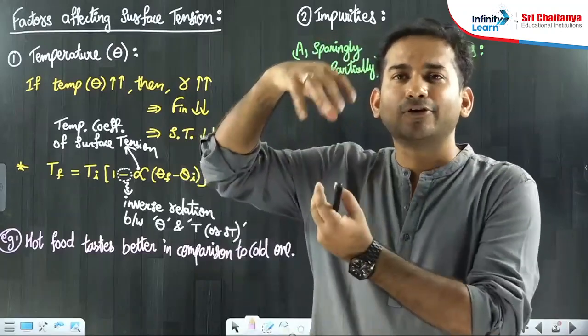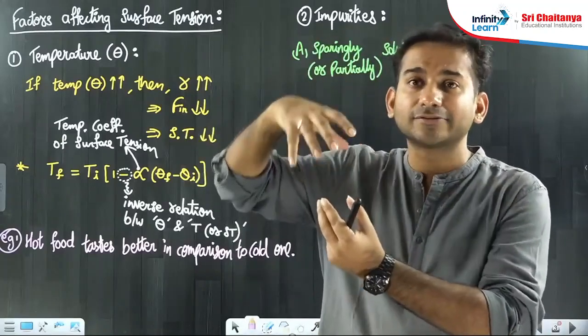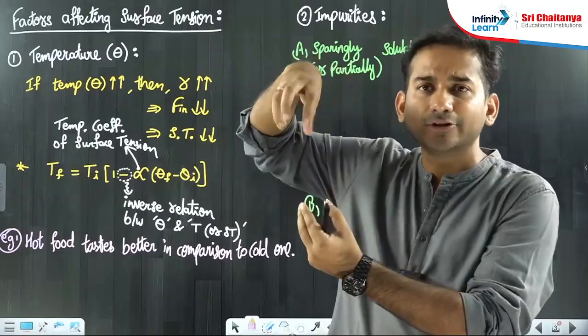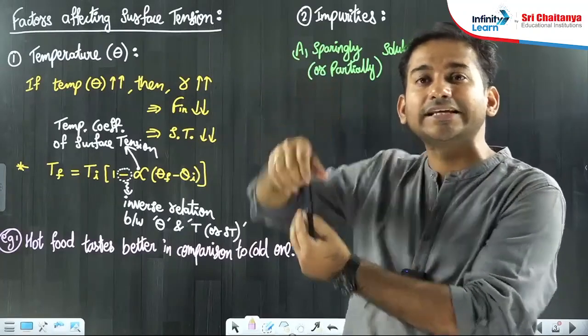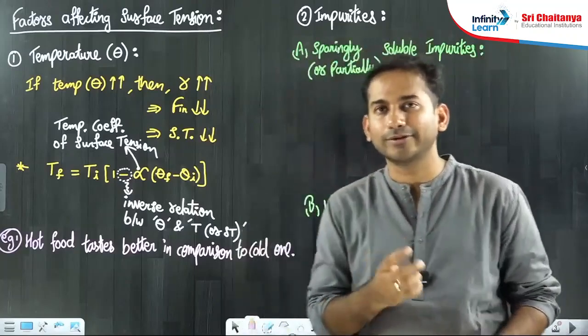The reason is because of the low temperature, because of the high surface tension, it will be coagulating together. It will minimize its surface area. It will not spread on your taste buds over the tongue. Okay, a bit of biology.